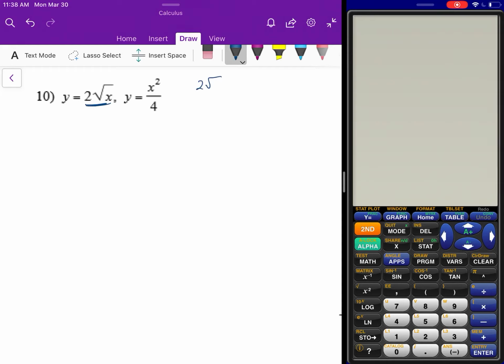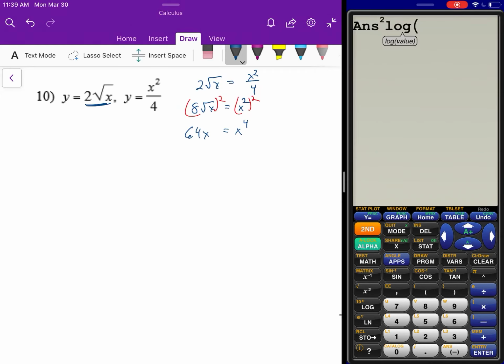So we could say 2 root x equals x squared over 4, and we could solve for x. We could multiply both sides by 4, which gives us 8 root x equals x squared. We would then square both sides, which gives us 64x equals x to the 4th.